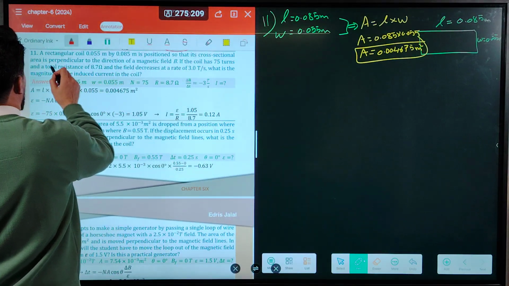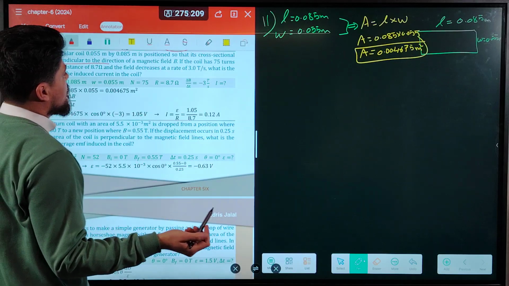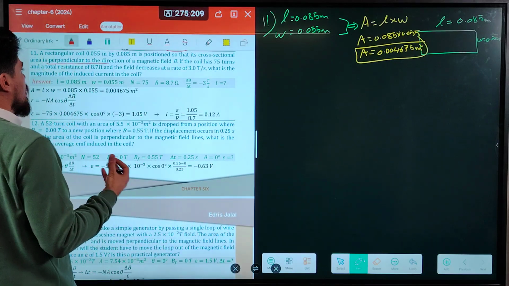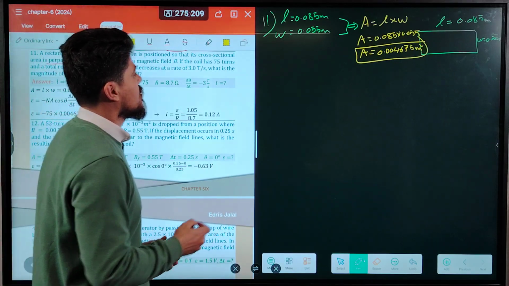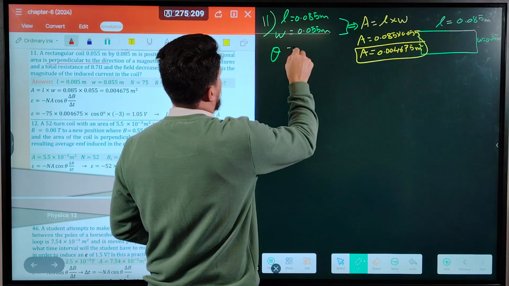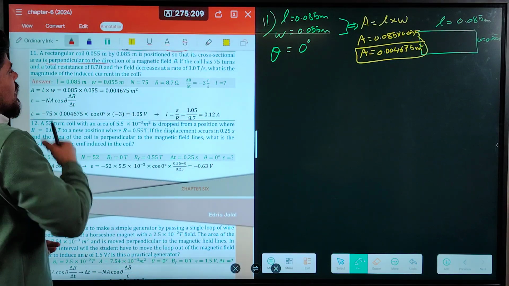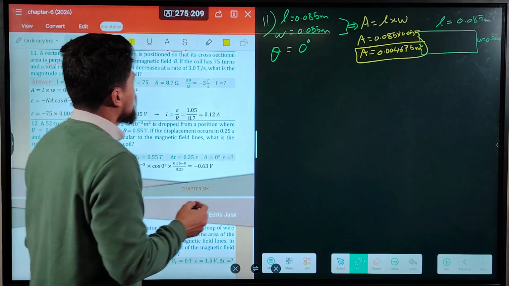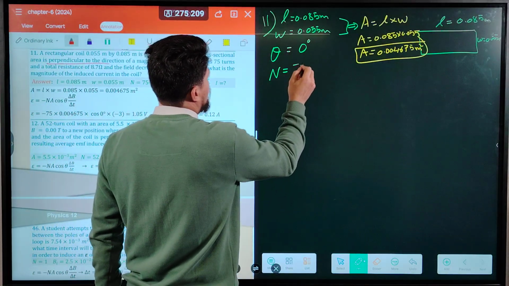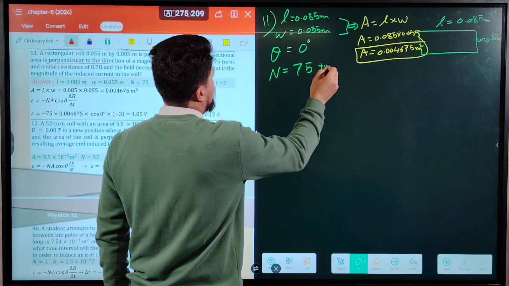The cross-section area is perpendicular to the direction of the magnetic field. It means that the plane of the loop is perpendicular to the direction of the magnetic field. So that is why theta is equal to 0. And if the coil has 75 turns, number of turns is equal to what? 75 turns.